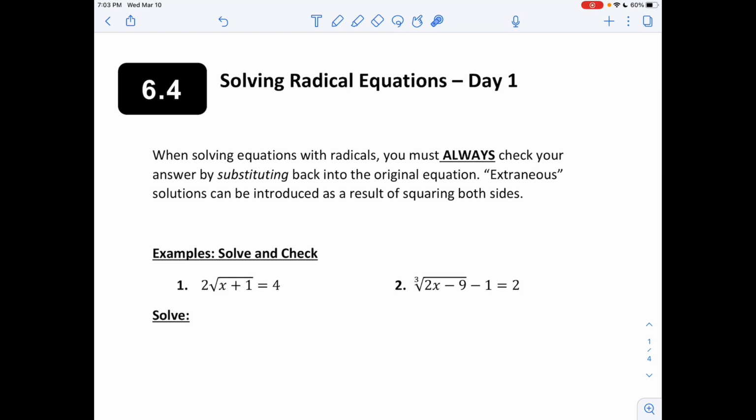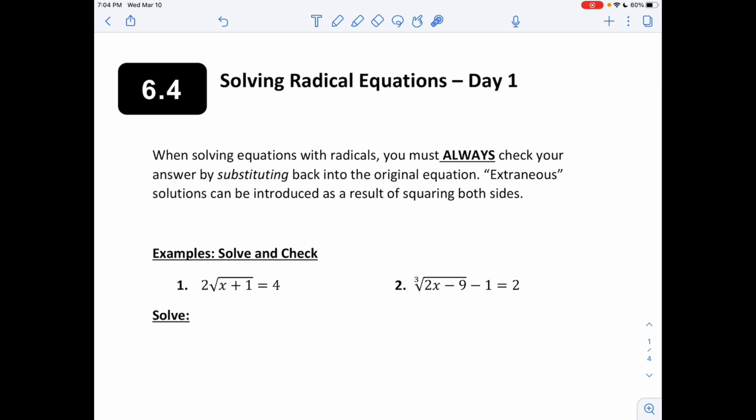When we're solving these equations with radicals, we have to check our answer by substituting back into the original equation. We've had to do this a few times before, and it comes from the fact that whenever we square both sides, sometimes we square something that was a negative, and when you plug it back in to the original equation, it just isn't true. It doesn't make the original equation balance out on both sides. So we call that an extraneous solution, and we want to avoid those. So we always have to check our work.